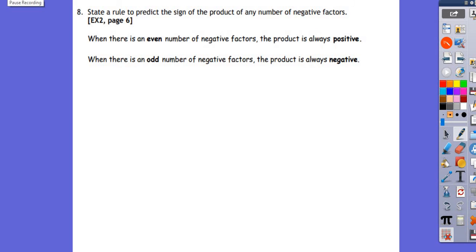I might get a highlighter out of your basket and highlight those two statements so you can see them. Those are great statements. Okay, you don't have to write this, but watch this.